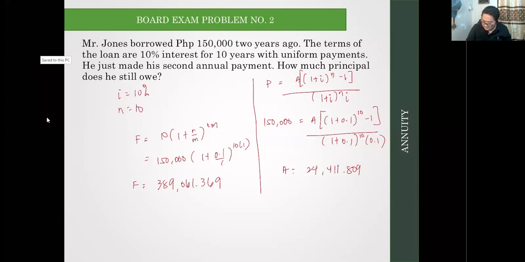At the end of 10 years with uniform payments, you just made the second annual payment. So, yung balance natin. How much principal does he still owe? 150,000 minus 24,411.809.